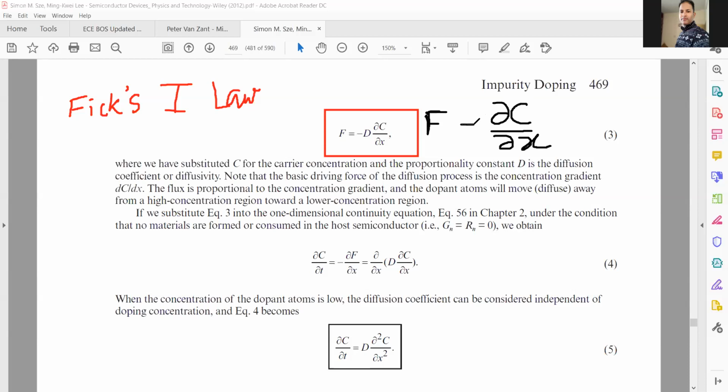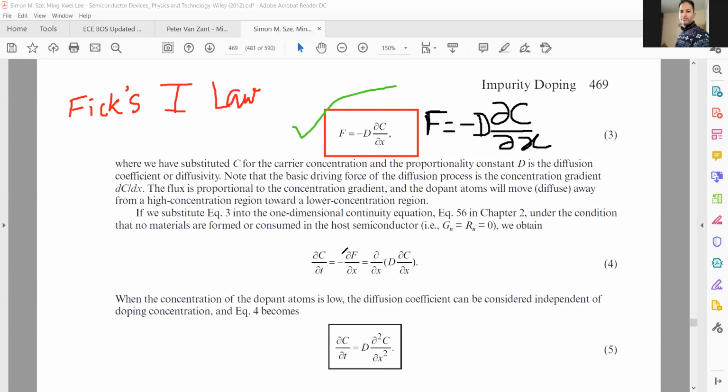Okay, why do we have the minus sign? Because this diffusion will happen from larger concentration to lower concentration. And then we have a proportionality constant called diffusivity or diffusion constant, capital D. So this is your Fick's first law.